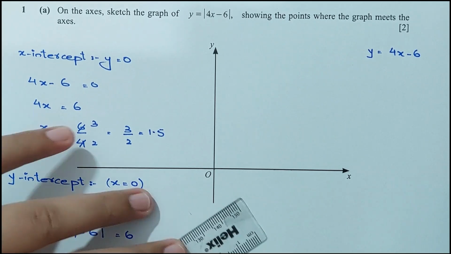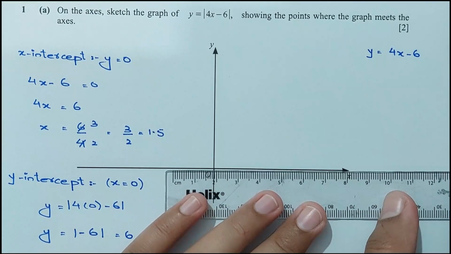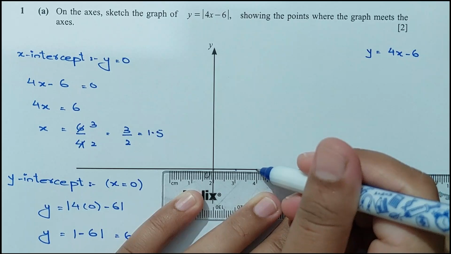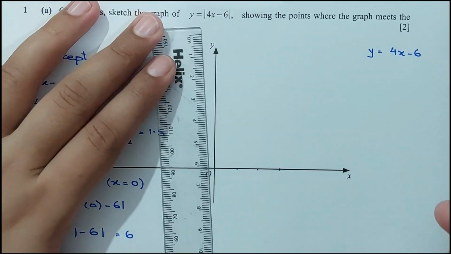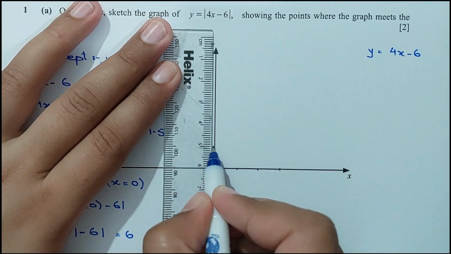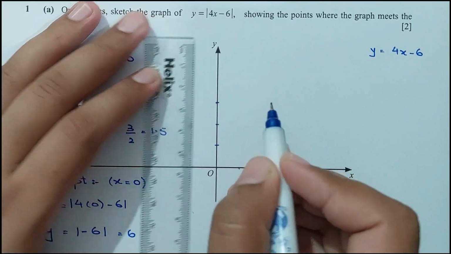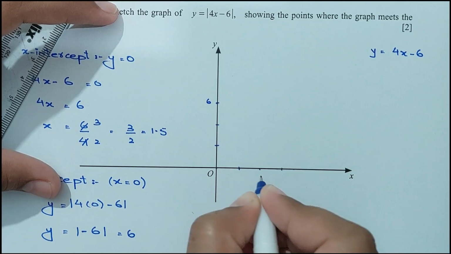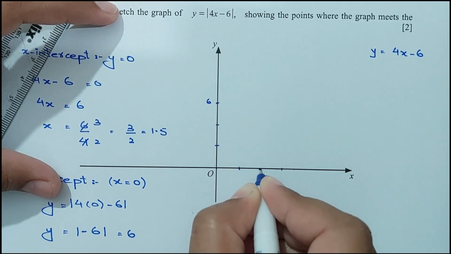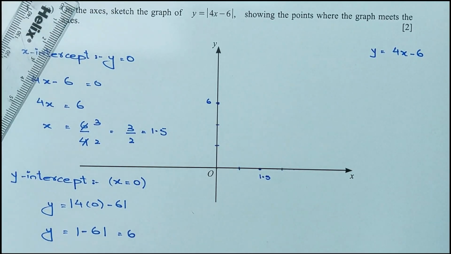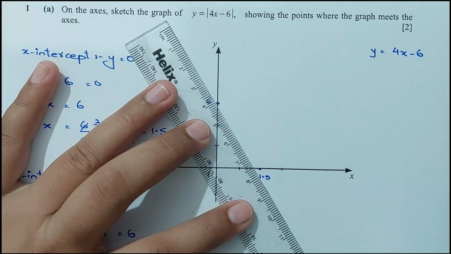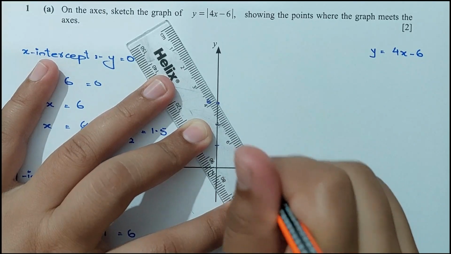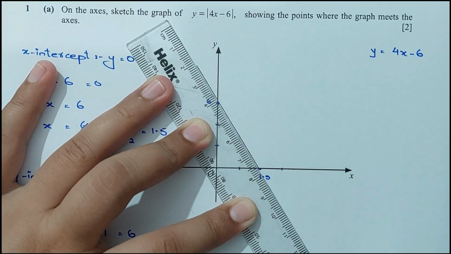Okay, if I consider this, this is 1.5, 1, 2, 3, and over here we have 2, 4, and 6. Let's say 6 is over here. And if this is 1, and let's say this is 1.5, the x-intercept and the y-intercept. Now let's sketch the graph. Connect these 2 points. This is one side of the graph, right?